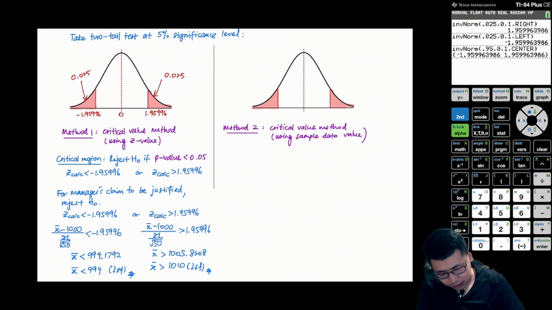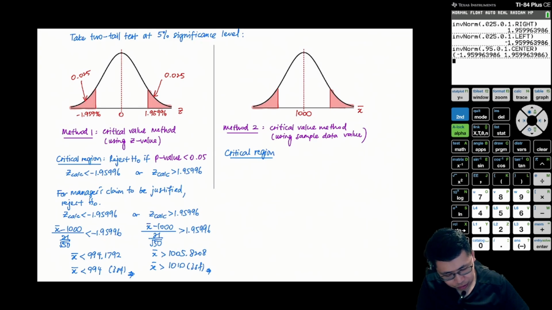Once again, this one we are looking at 0 and we are looking at the z-scores for the first method. Now for the second method over here, we are looking for the sample data value itself, and the mean that we used over here was 1000, right? So we can look for this straight away. Once again, we look at the critical region.